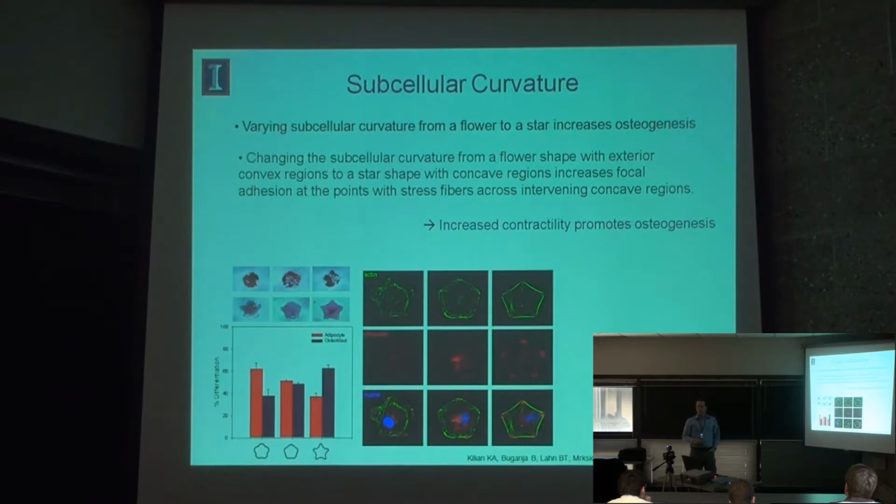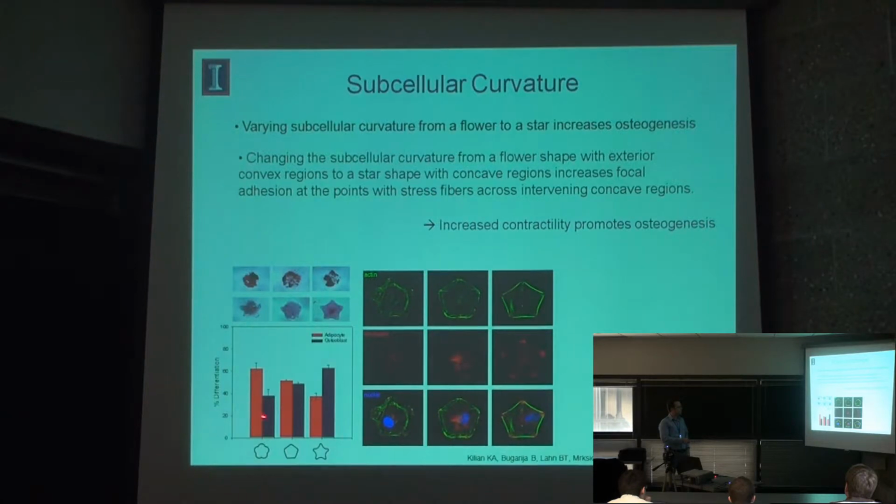Similarly, we did the same thing with a five-fold symmetric geometry, where we have a flower-shaped cell, and what we have here is these convex regions of curvature on the perimeter, and then a simple pentagon, and then this star-shaped geometry. And so, looking under a microscope, at first they all look the same, and so this was really startling when we first made this observation.